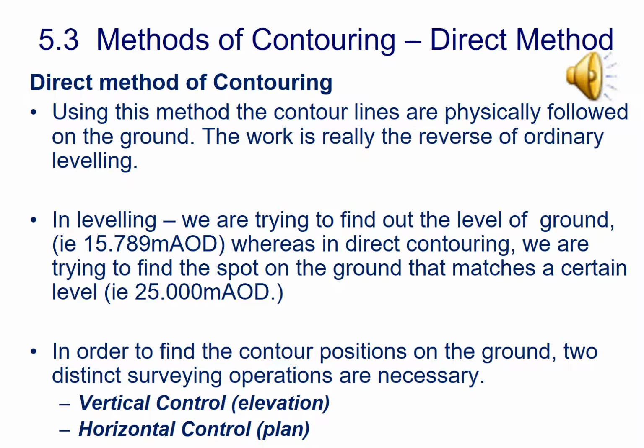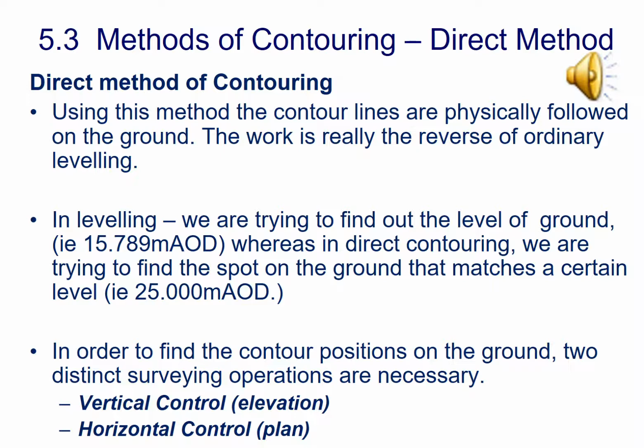First, we're going to look at the direct method of contouring. Now, as I mentioned, in this method, the contour lines are physically followed on the ground. You do it directly on the ground. And it's really the opposite of ordinary levelling. So in levelling, what you're trying to find out is the level of a particular spot on the ground, something like 15.789 metres above ordnance datum. But in direct contouring, you do the opposite. You're trying to find the spot on the ground that matches a certain level you're looking for, for example 25.000 metres above ordnance datum, and that being your contour line, of course.